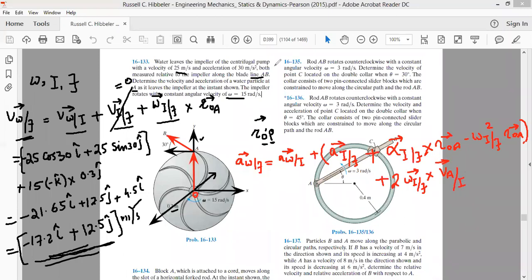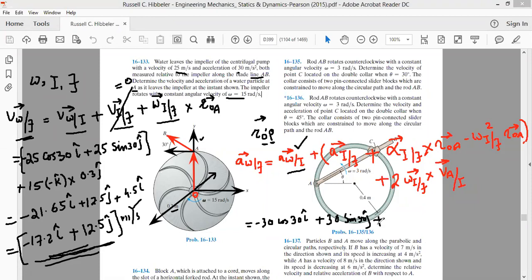So this first term is the acceleration of water with respect to the impeller. Water is leaving the impeller with an acceleration of 30 meter per second square in the direction of AB. This acceleration will be resolved into two components: minus 30 cos 30 i cap plus 30 sine 30 j cap. That is the acceleration of water with respect to the impeller.